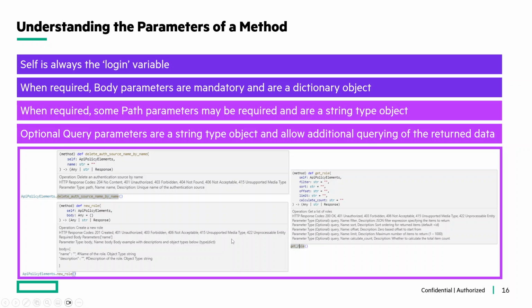And then we also have some path parameters, which is shown at the top. For the example, delete authentication source name by name, it's got the self, which is the login, and then the name equals a string. So if we pass in name equals and then put in the name of the authentication source we want to delete, then it'll delete. That is an example of a path parameter. And then on the right, we've got our query parameters as well. That's when we're getting information from the server, but we want to provide additional information to query that returned data before it's actually returned to us.